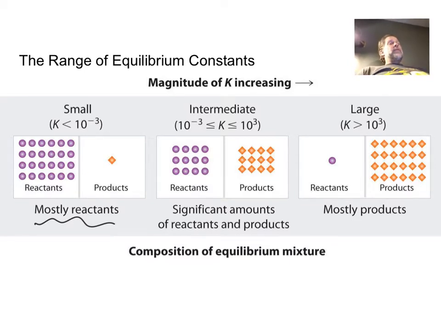When the K is very, very large, something bigger than 10 to the 3, so 1,000 or greater, we have a lot more products than we have reactants, and the mixture of the reactants versus products is heavy product. Somewhere in the middle, between 10 to the minus 3 and 10 to the third, is when our reactants and products are in significant amounts. They don't have to be equal, they just have to be in significant amounts.